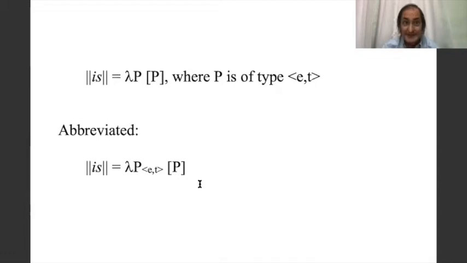So the easiest thing to do is this. You see that is takes a predicate. That's what the lambda p is telling us. And it gives back that exact same predicate. No change. Just takes it and gives it right back. And we want p to be of type ET. That means it's going to take something of type ET, and it's going to give that same thing of type ET back.